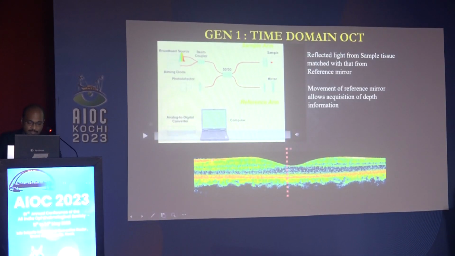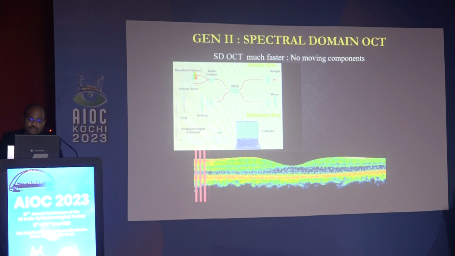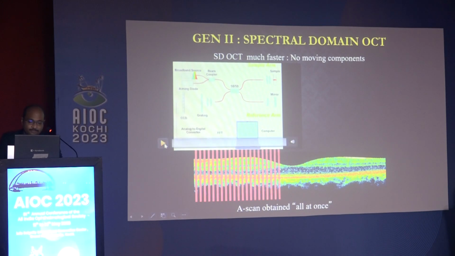This is the original time domain OCT, where reflected light from a sample tissue is matched with that of a reference mirror, and the movement of this reference mirror allows acquisition of depth information. But because there's a moving part inside, it was pretty slow, and we then moved on to spectral domain OCT, which is much faster, simply because there are no moving components, and you get almost all the A scans at one shot.